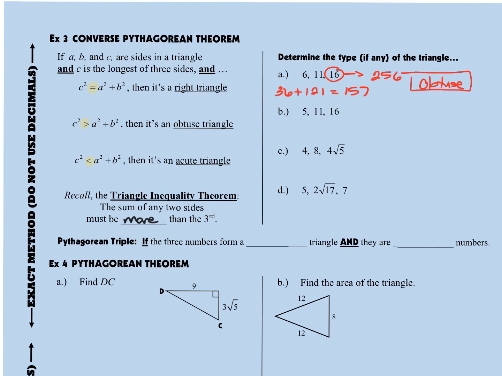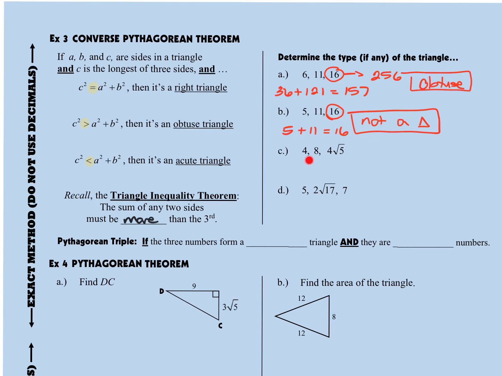The next thing that we're going to do is look at our next one. We're going to find our largest value, our 16. We'll add the two other values together, our 5 and our 11, and that equals 16. Remember, equals isn't okay, so we can't say 5 plus 11 equals 16. That's not a triangle. So we would just stop. There's no additional analysis that we could do on that problem.